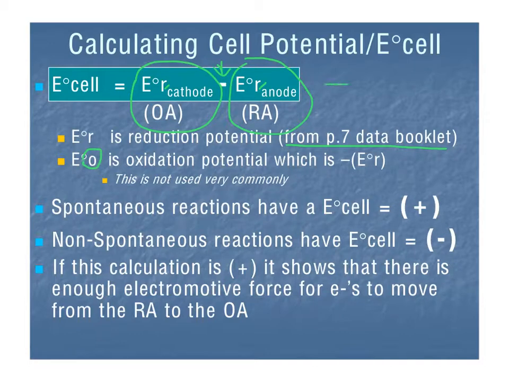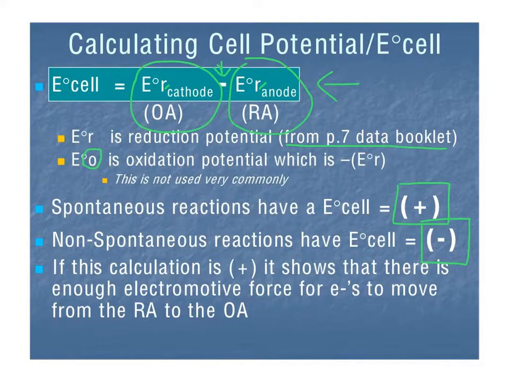If the net difference between the reduction potential of the cathode minus the anode is positive, then we'll have a spontaneous voltaic reaction. If, however, the difference gives a negative value, this is a non-spontaneous or electrolytic reaction, which we'll talk about in a future video.